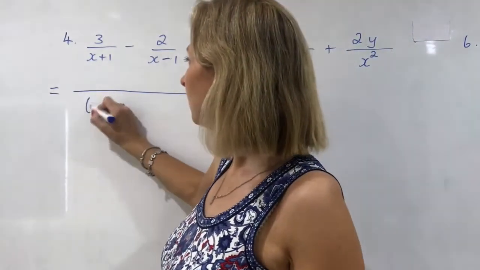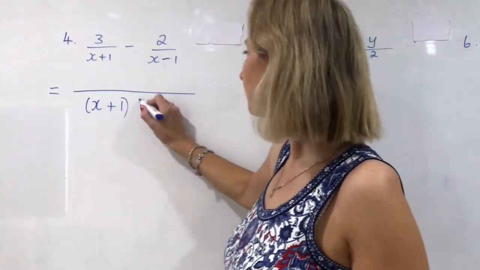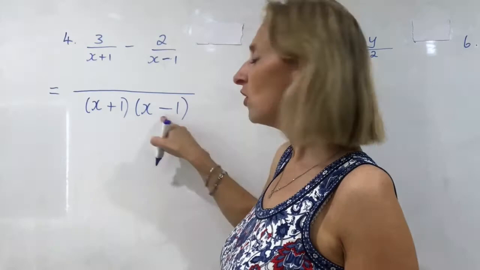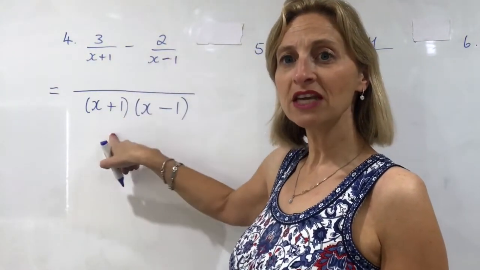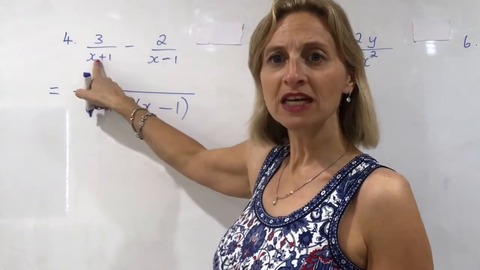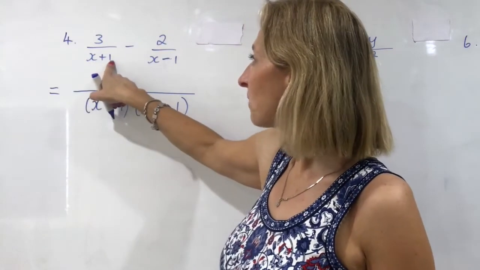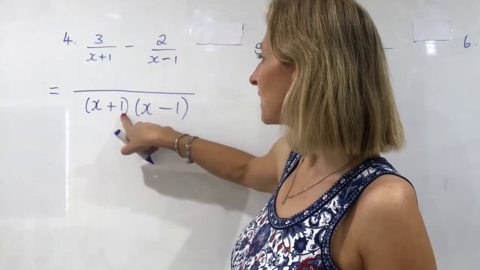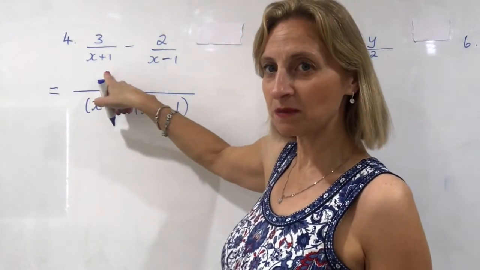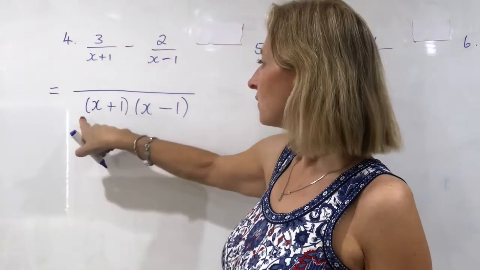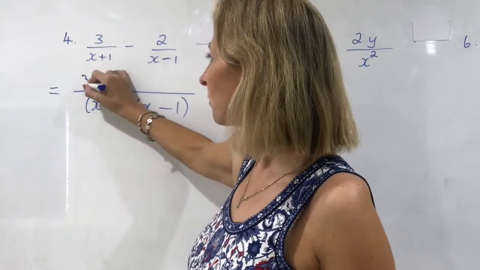We need an x plus 1, and we need an x minus 1. One of each. Now we need to look at each fraction and see what's down here that's not there. Or what do I need to multiply this by to get that on the denominator? So what do I need to multiply x plus 1 by to get x plus 1 times x minus 1? Or I like to think of it sometimes as being what's missing. So look down here, and what's missing? The x minus 1? That's what you need to multiply the top by.